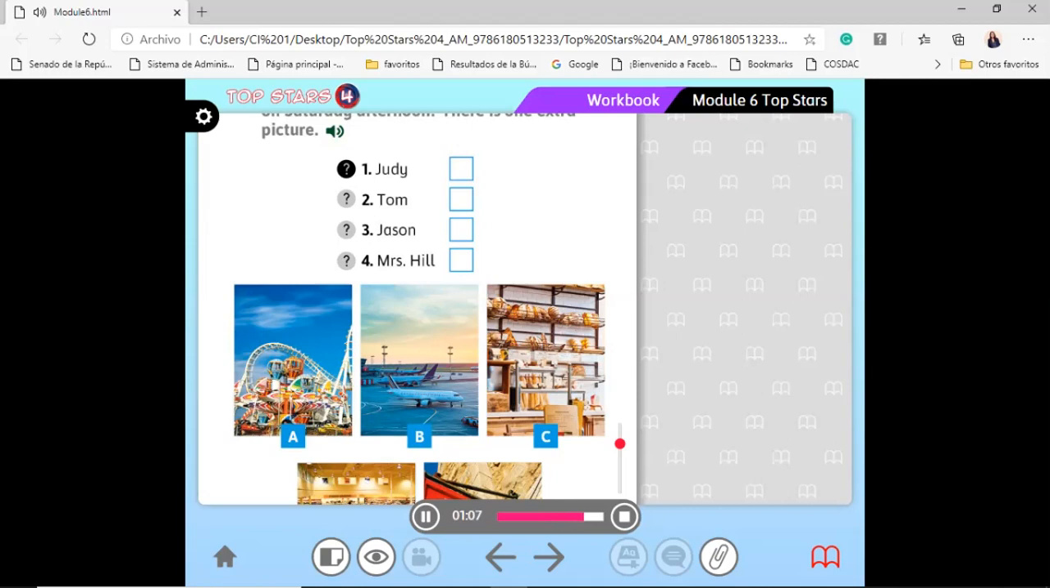How nice. What did you do on Saturday, Mrs. Hill? Well, on Saturday morning, I cleaned my house and went to the sports center. Then I went to the supermarket. In the evening, I stayed home.